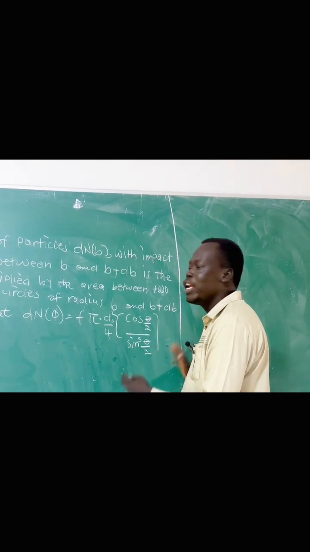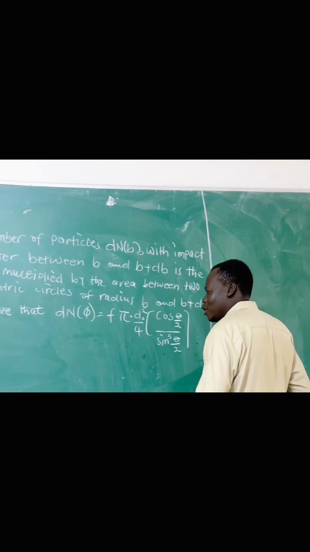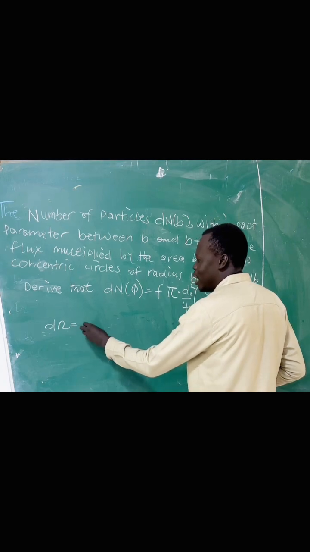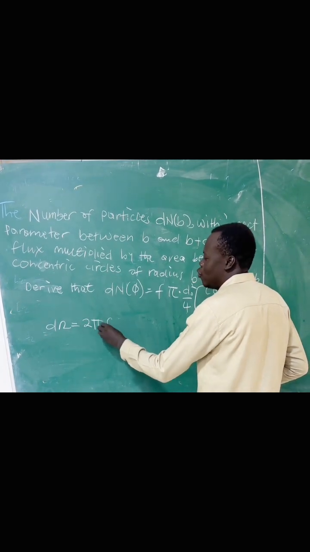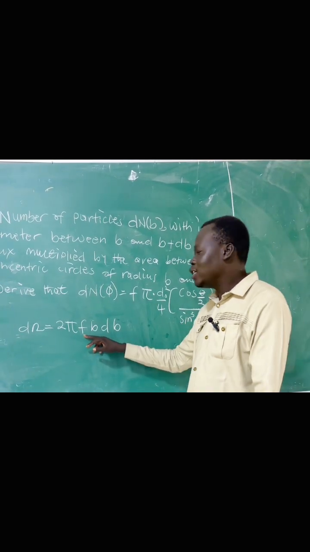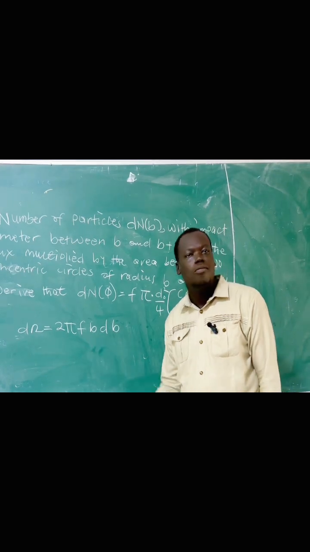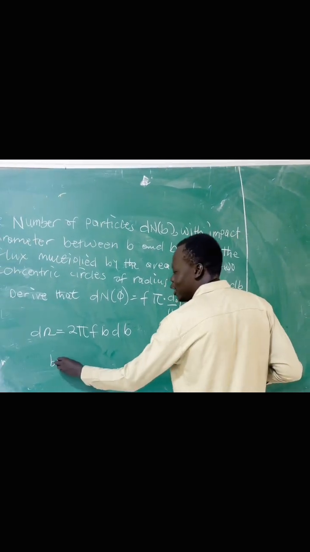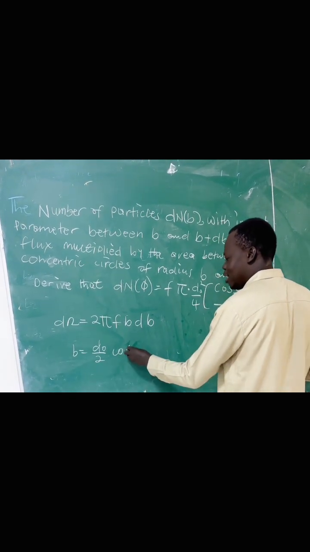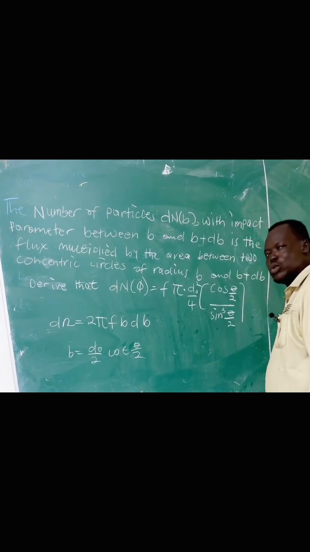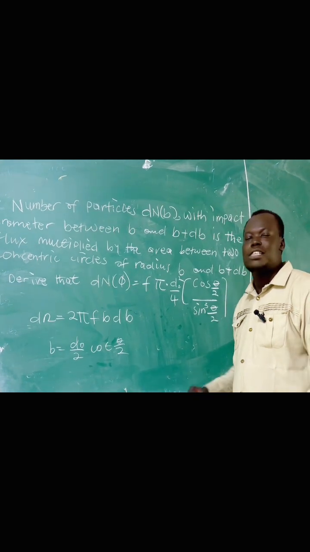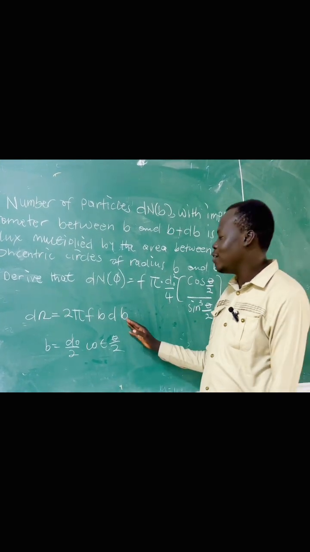of nucleus. And if this one is a flux, then from our dN we have 2 phi F b db. When you check here, the F we are seeing inside here is a Coulomb force. And we also know that b is equal to d naught divided by 2 cotangent of theta divided by 2. So this is our impact parameter. This impact parameter is the one we now have to use so that it gives us db.